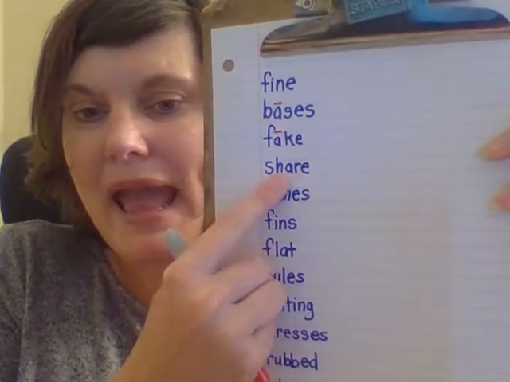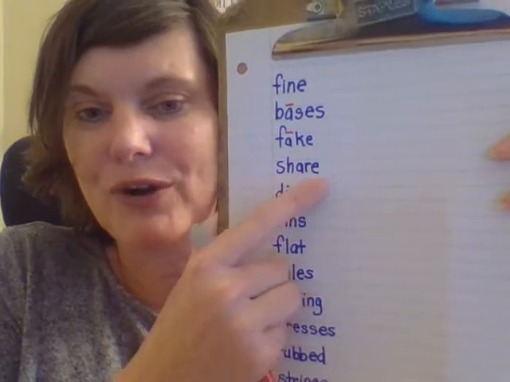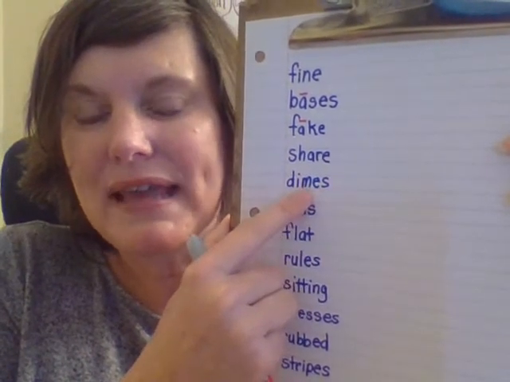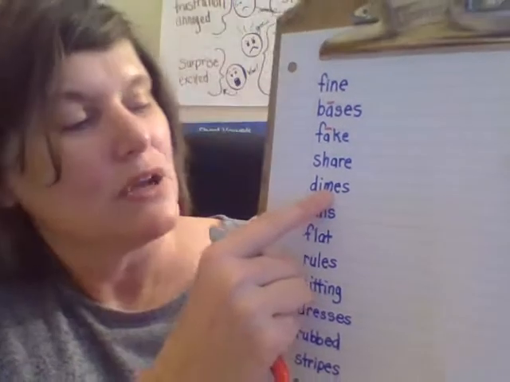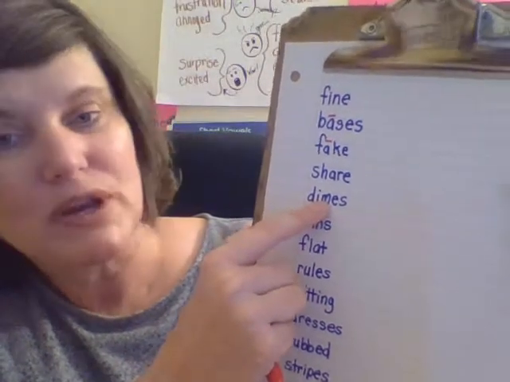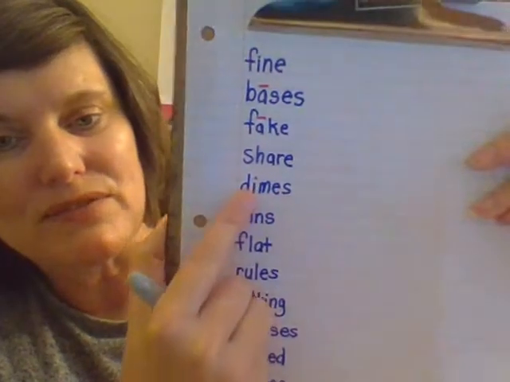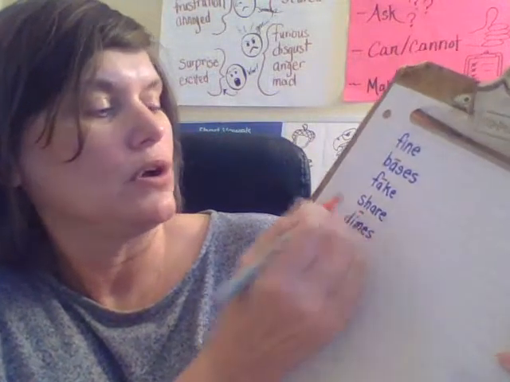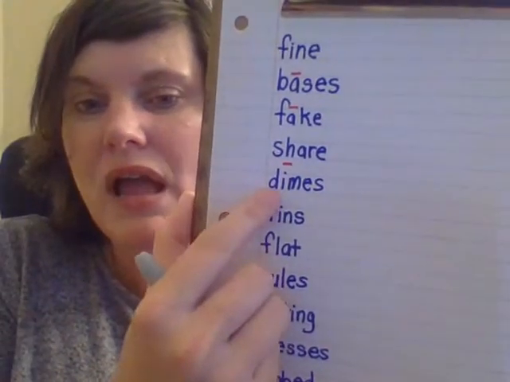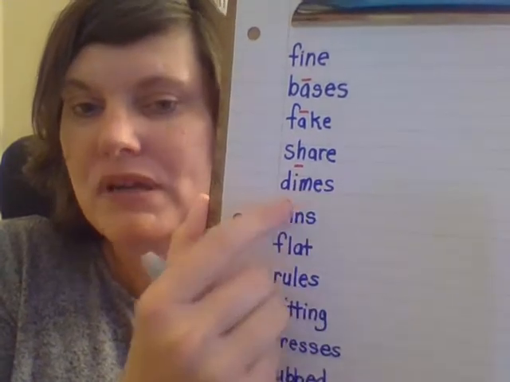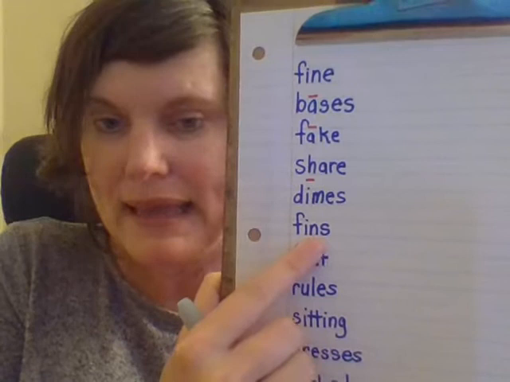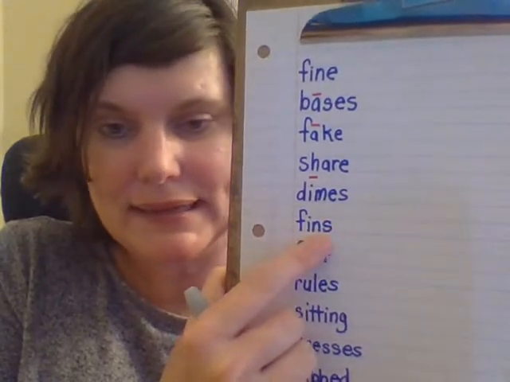Sh, air, share. Okay, we see the ES, so let's look and see how many consonants. We have one consonant. When you have one consonant, that makes this vowel long. So let's read this with a long I. D, ims, dimes. Good.